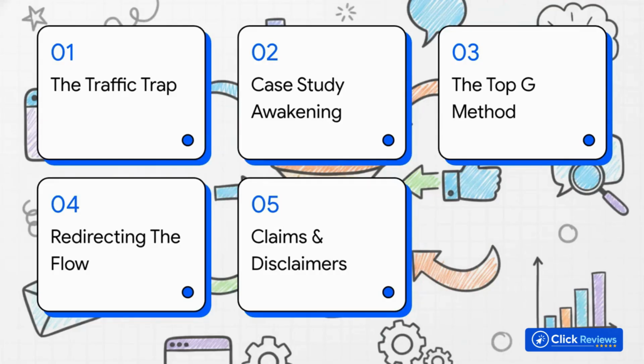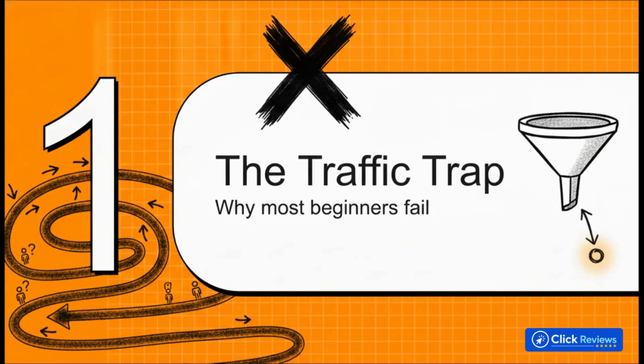Okay, so here's how we're going to break this down today. 1. The traffic generation trap. 2. The case study awakening. 3. The top G method. 4. Redirecting the flow. And finally, 5. Balancing those massive claims with the actual legal disclaimers. Let's get into it. Starting right off with Section 1, the traffic generation trap.